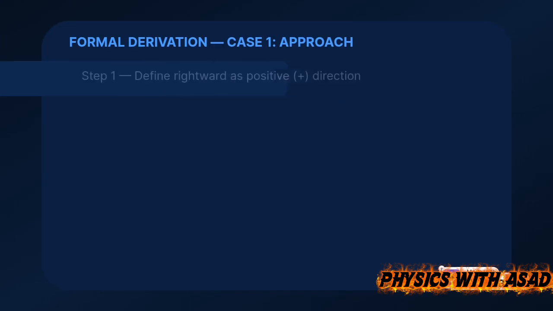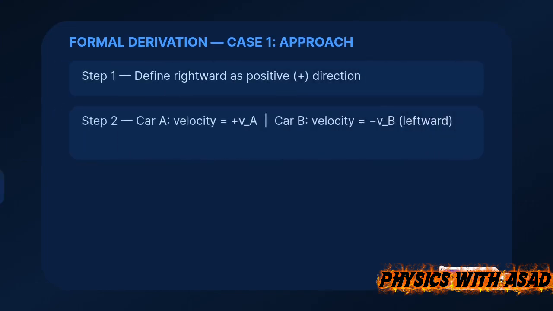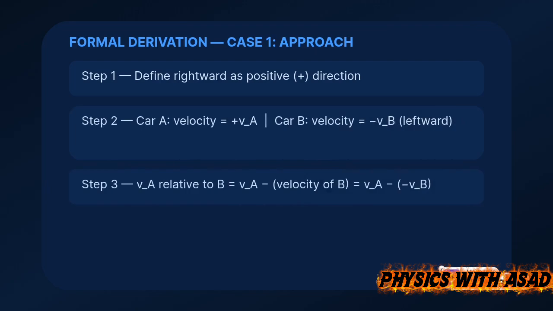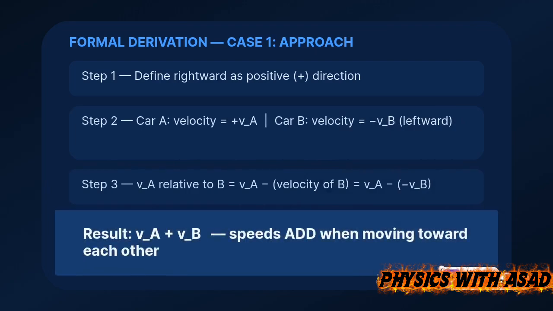Here is the formal derivation. Define rightward as positive. Car A has velocity plus VA, car B has velocity minus VB, since it moves leftward. The relative velocity of A with respect to B is VA minus the velocity of B, which equals VA minus negative VB, giving us VA plus VB.